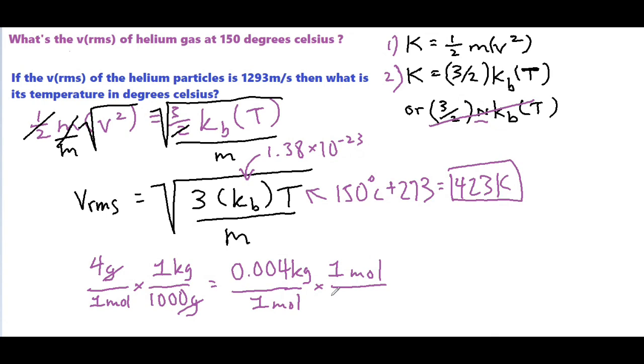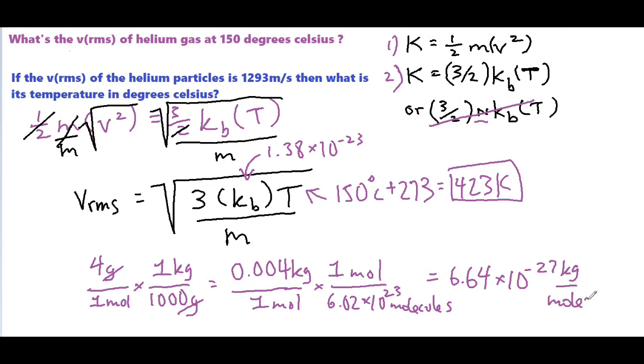We're not interested in analyzing an entire mole, so we're going to do one more conversion, and we have 1 mole equal to 6.02 times 10 to the 23rd molecules. So we are basically just dividing these two numbers, and we're going to get a very small number, which comes out to 6.64 times 10 to the negative 27th kilograms per molecule. All right, now we have everything that we need.